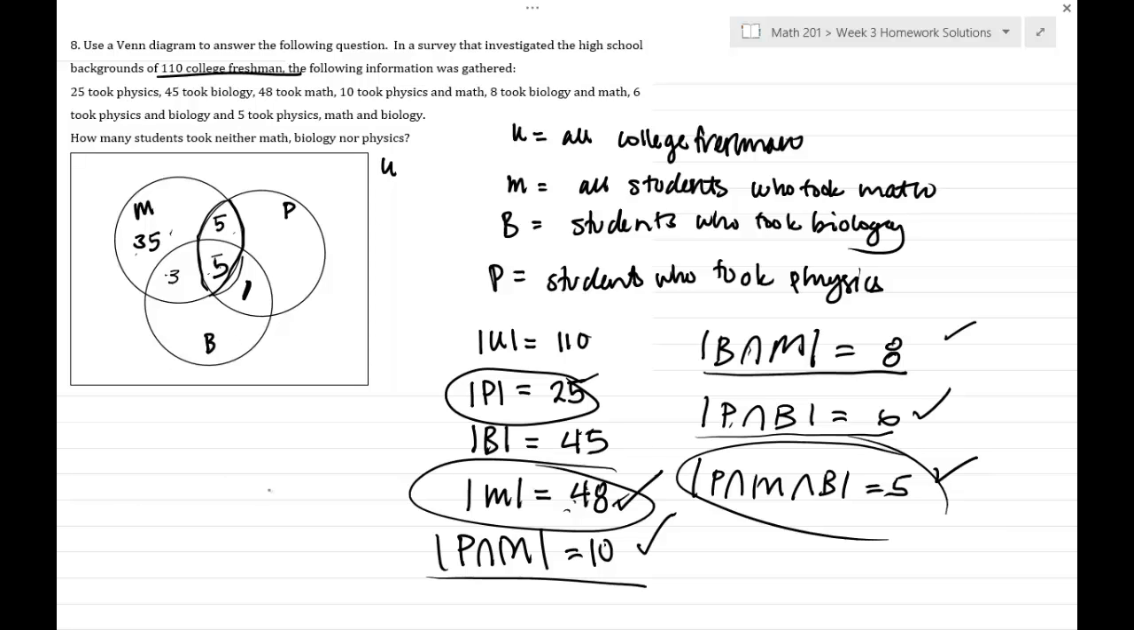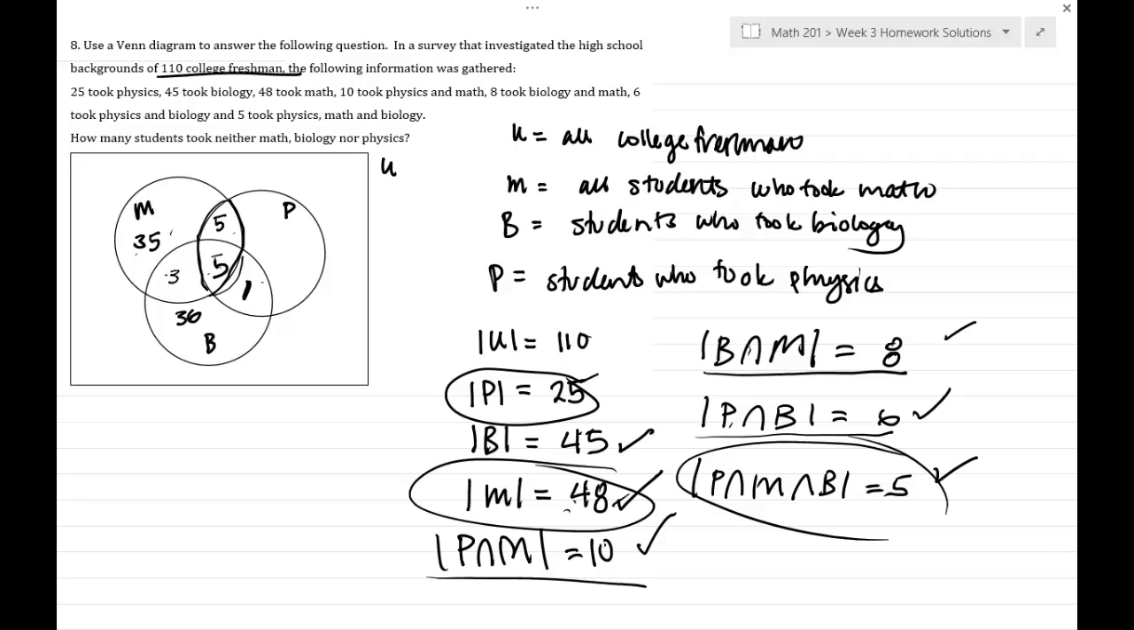Okay. Now let's look at B. B should contain 45 elements. I've already placed 3, 5, 9 elements, so this means I should have 36 out here. So this is saying they took biology but not math and physics. Well, not only biology, but they took biology but not math and physics. So let's just check. We've got 36, 37, 42, 45 in the set B.